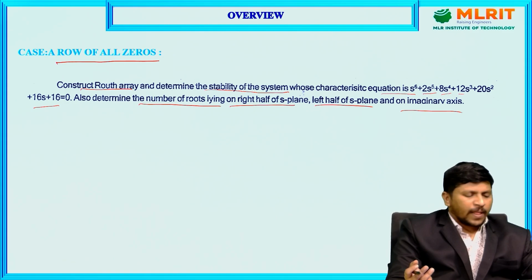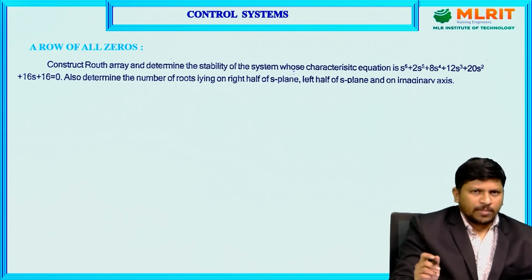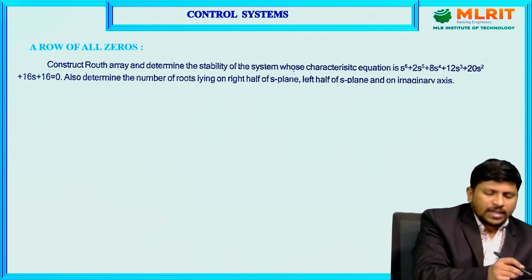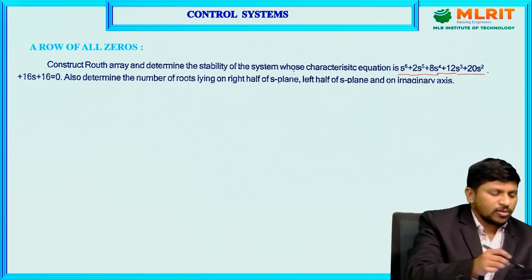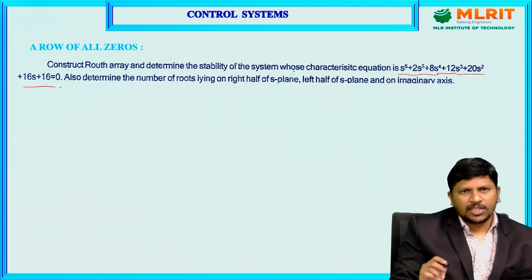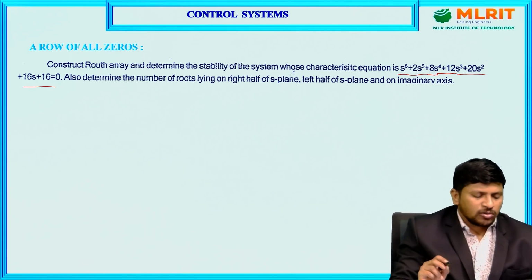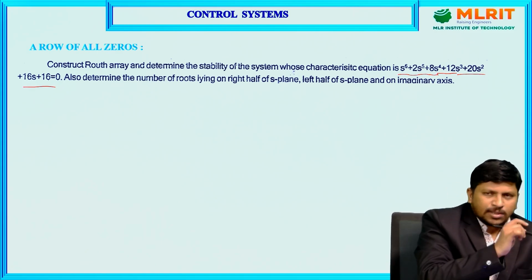Now see the problem here. Consider s power of 6 plus 2 s power of 5 plus 8 s power of 4 plus 12 s cube plus 20 s square plus 16 s plus 16 equals 0. Now we are going to solve this problem using special case 2.